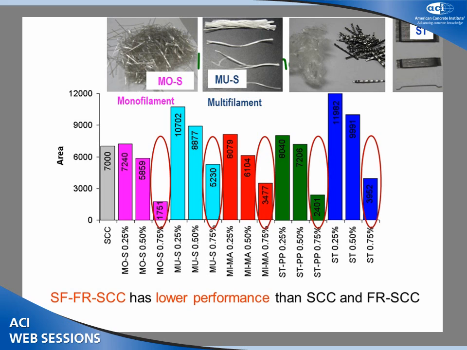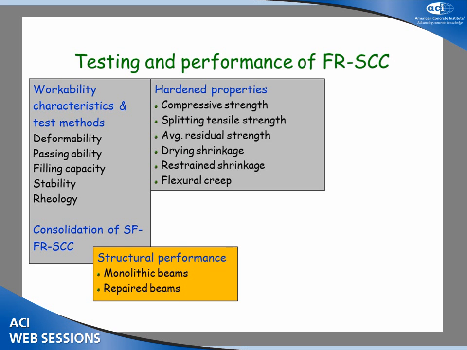The two structural fibers, what we call structural fibers, did a great job. In this case, the multi-filaments, 0.25, 0.5, 0.75%, and the hybrid fibers. So definitely the use of the fibers is improving the mechanical properties and shrinkage characteristics, with the right workability characteristics. So the next step was to look at the structural performance.